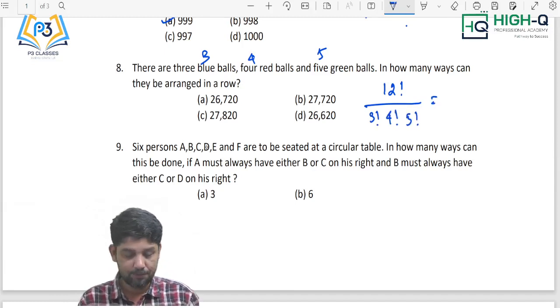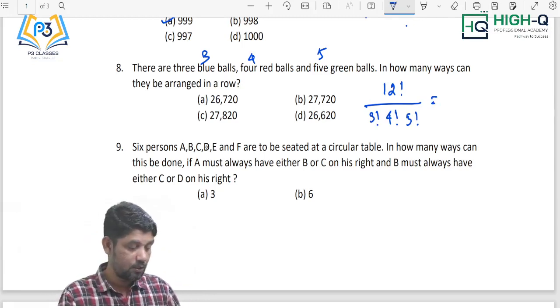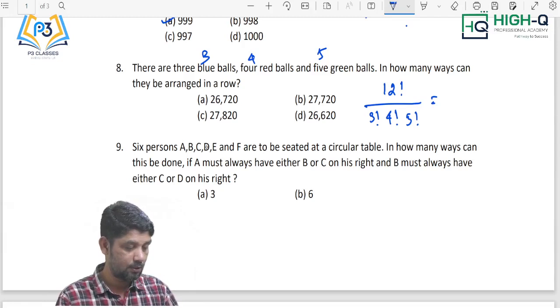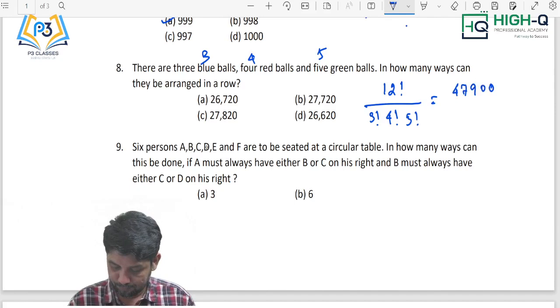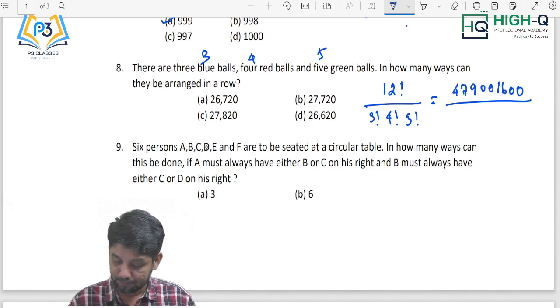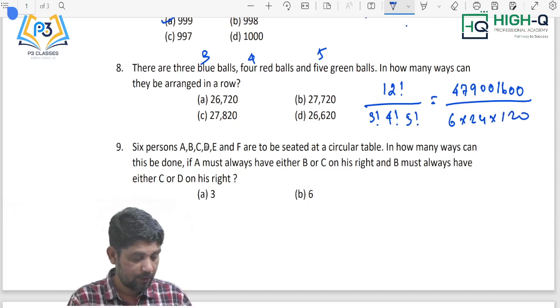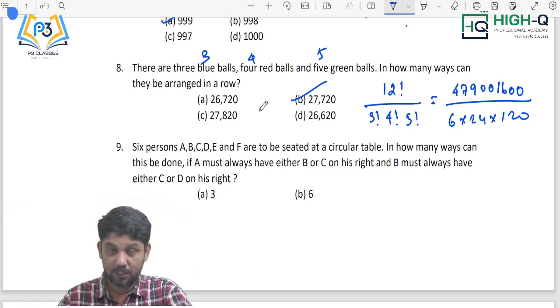Now listen here, my dear. Let me find out what is 12 factorial. 12 factorial is 1 into 2 up to 9 into 10 into 11 into 12. So we get 479001600 divided by 6 into 24 into 120. I get 27,720. Answer is over. 27,720. Okay. Next, this question is a little challenging, my dear.